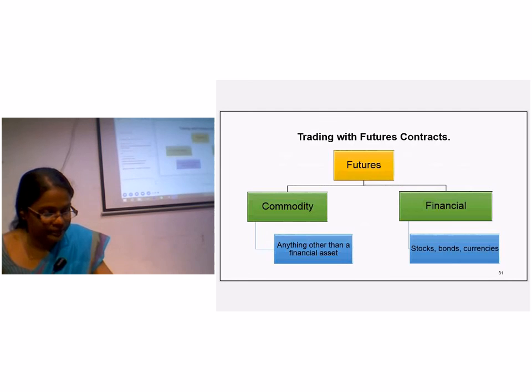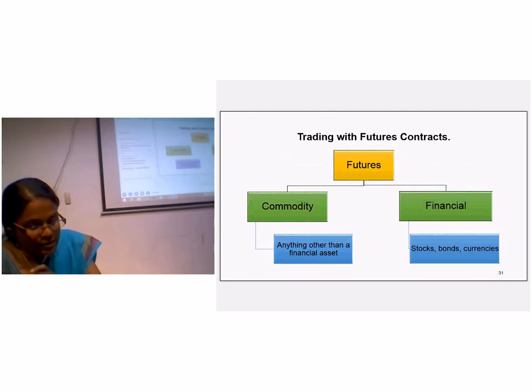Right. Now futures, we can identify two types, commodity futures and financial futures. In financial futures, we can identify stocks, bonds and currencies. And commodity prices, anything other than a financial asset. It may be an agricultural product. You can buy a future for oil, crude oil, or you can buy a future for corn, or wheat. So likewise, we have two types of futures, commodity futures and financial futures.